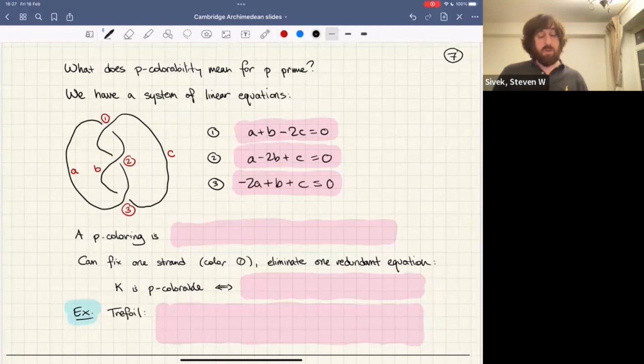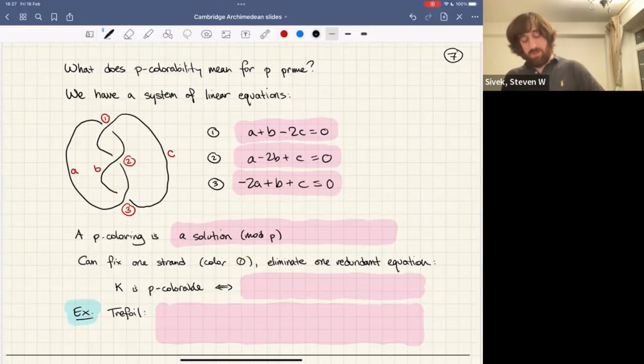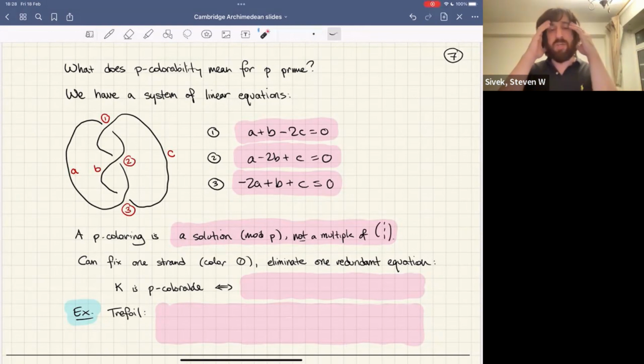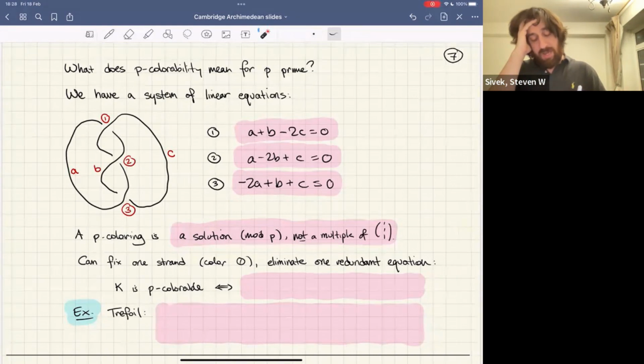And what's a p coloring? Well, it's a solution to the system mod P. And the only condition that we need to bear in mind after we've written this down is we don't want to use the same color everywhere. So it's a solution that's not a multiple of the all ones vector. And when we think about the system of equations, it's nice and homogeneous. The coefficients of each of these sum up to 0. So you can add a constant to each of these colors, mod whatever prime, and if you had a solution before, you'll still have a solution after.